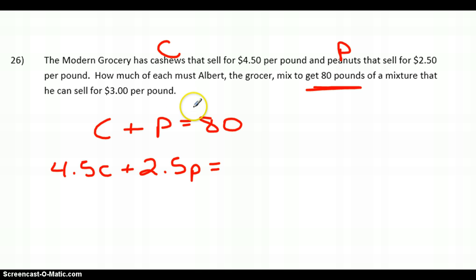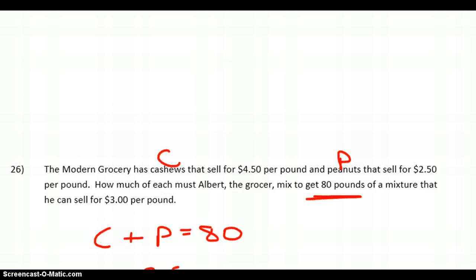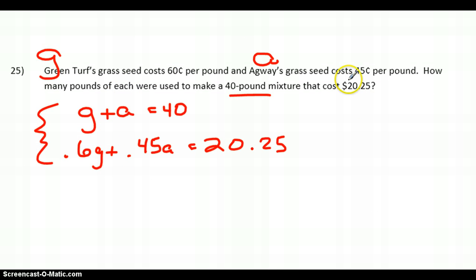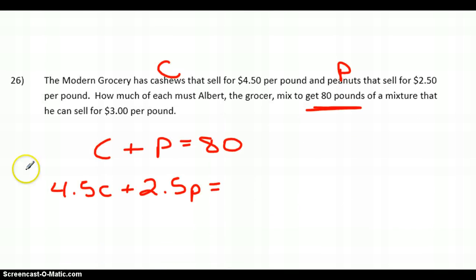So I've got a little bit different information right here. I don't have how much total, like in this one right here, the mixture that has this total cost of $20.25. Instead, what I know is my mixture wants to sell for $3 per pound. That's the difference. So it's going to be equal to not just 3, but if $3 per pound, I know how many pounds I'm going to buy. I'm going to buy 80. I was told that right here. I'm going to mix 80. So I'm going to have 3 times 80 on this side.